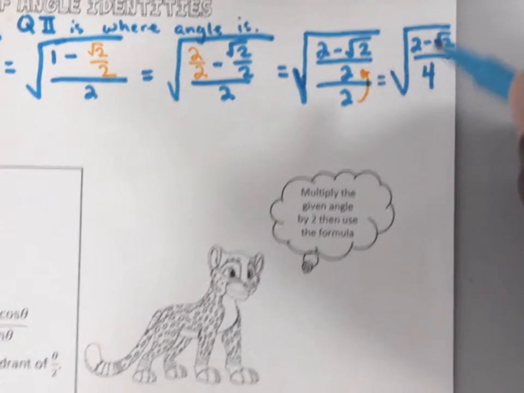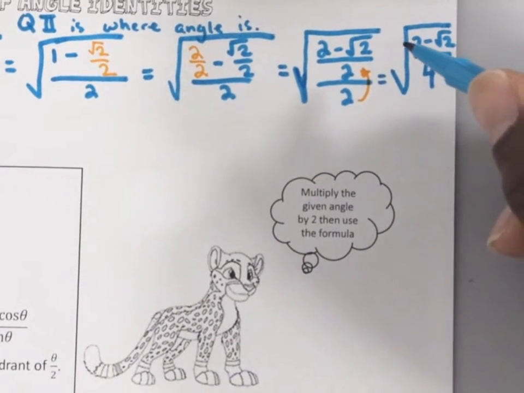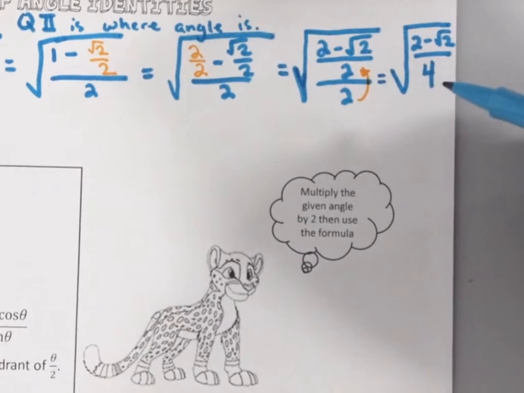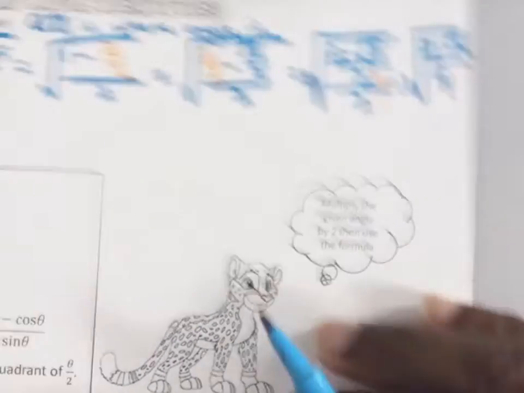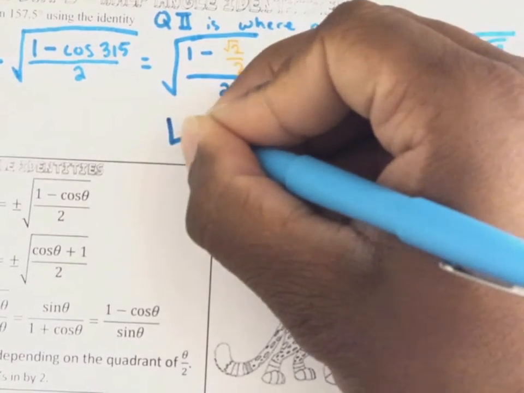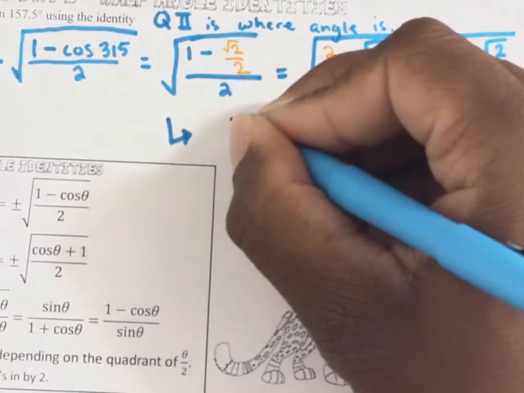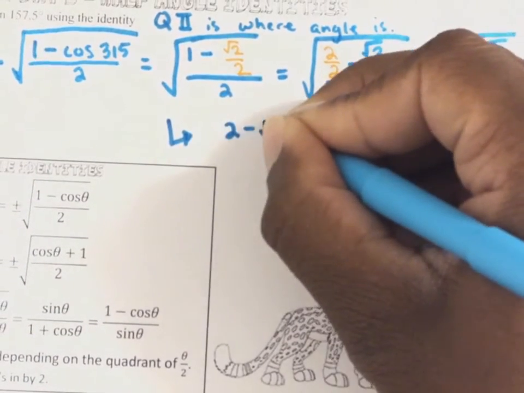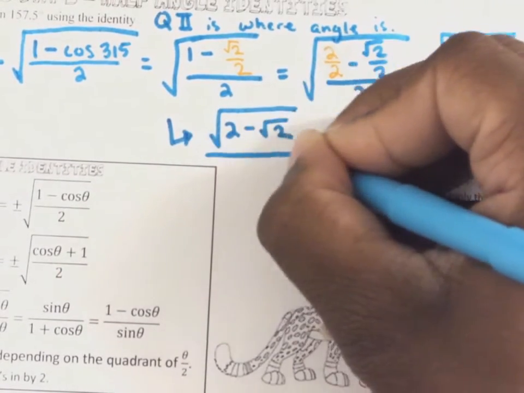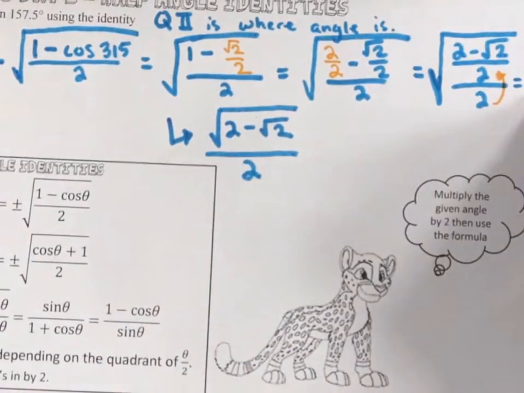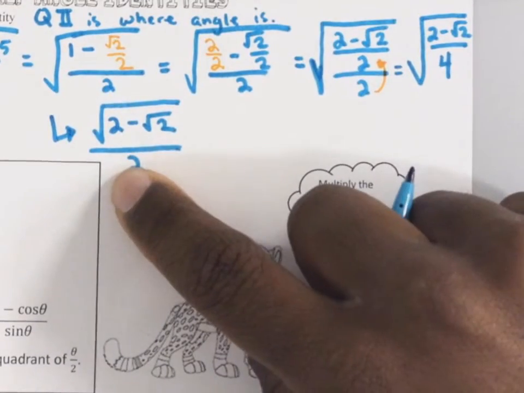So when it's like this, I could rewrite it giving the top its own radical and the bottom its own radical. I can reduce this 4 because the square root of 4 is 2. So I can rewrite that as the top can't change. It's 2 minus root 2, and it's still under the radical. But I can divide this just by 2 because the square root of 4 is 2.